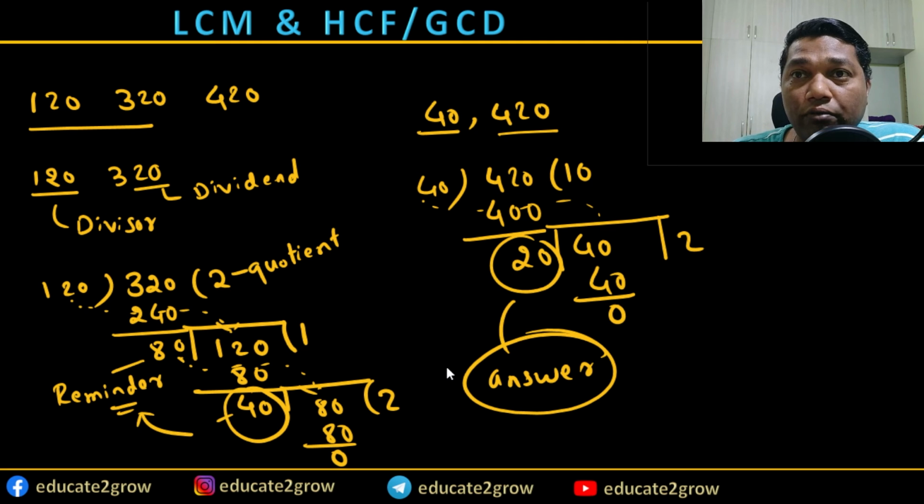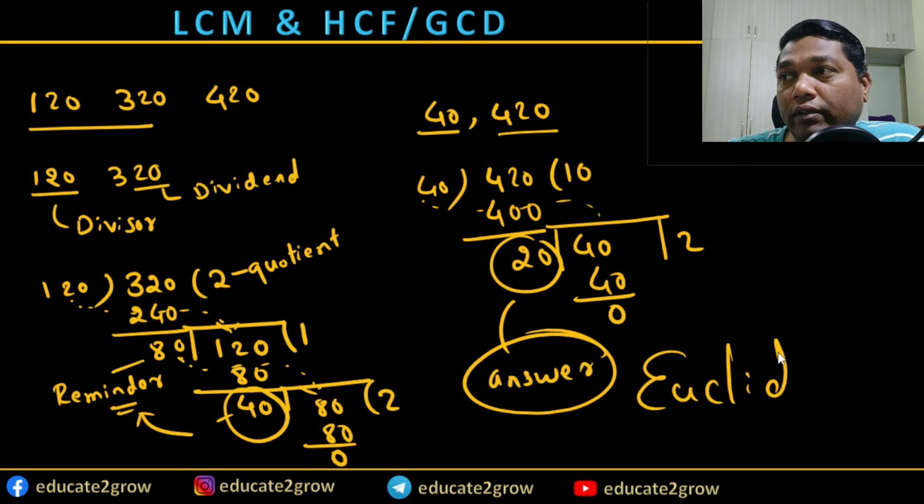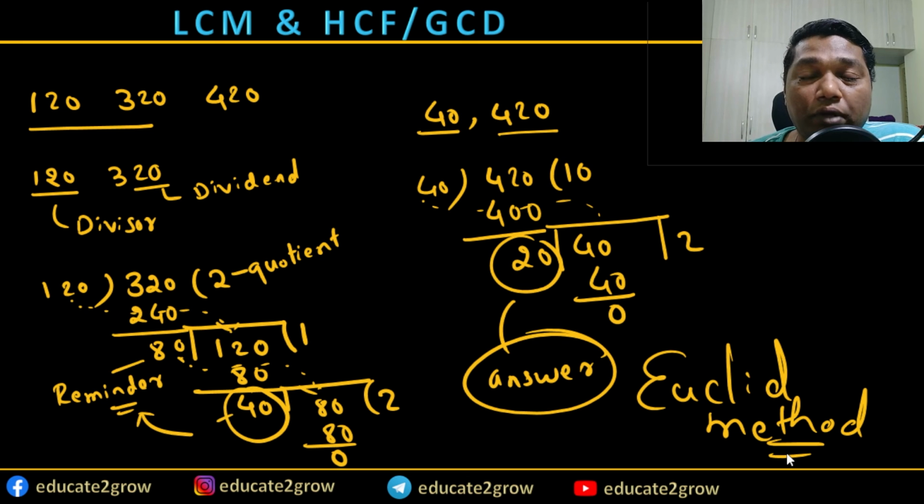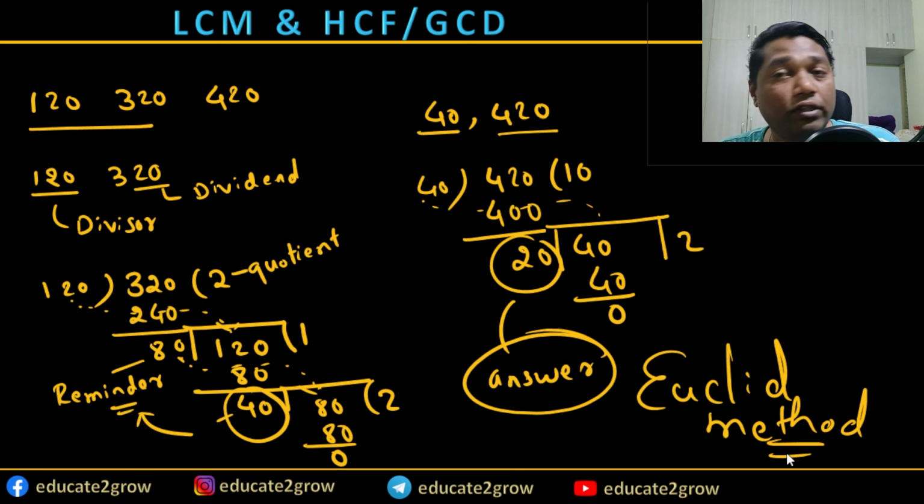So this is the method called division, and this is also called the Euclid method. This is as simple as that. This is all about the highest common factor or the greatest common divisor. So far you have studied all the things with respect to LCM and HCF or GCD.